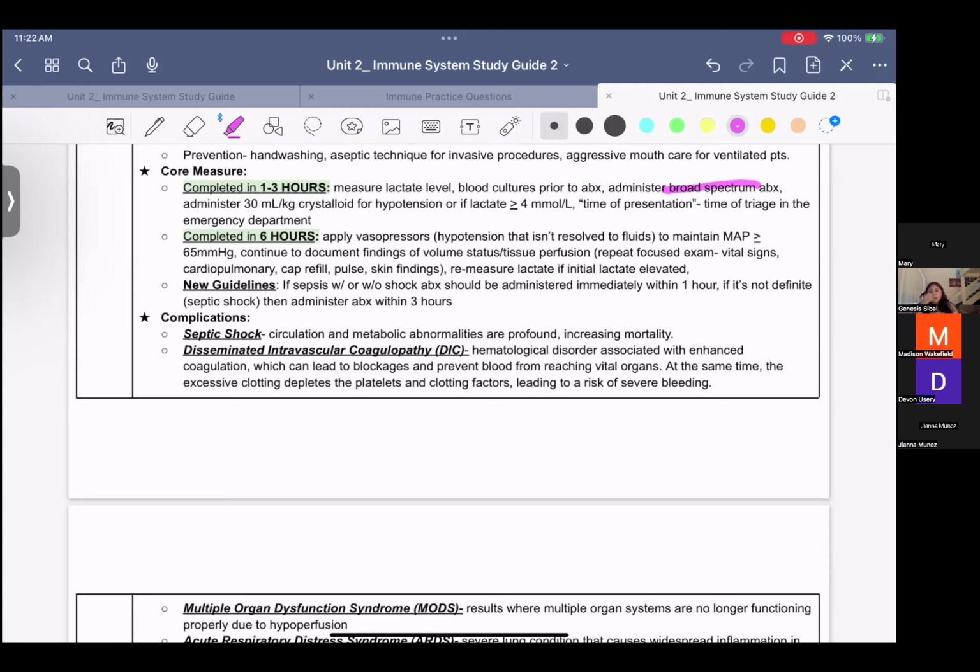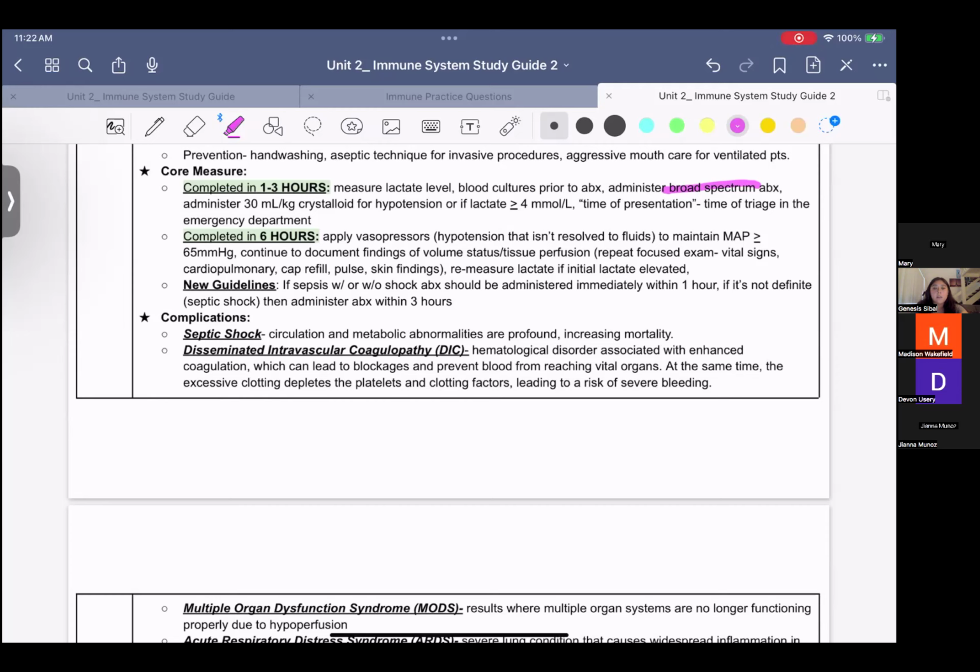And then time of presentation. This is just kind of an extra thing I think she added in here. So how much time does it take for them to be triaged in the emergency department? Of course we want to be doing this within a specific amount of time, but I don't even think that was an option that she gave us. In the 6 hours, we're going to give vasopressors, so we can increase that blood pressure if that hypotension wasn't already resolved by the fluids you were giving earlier, the 30 mLs/kg. So we're not just going to start off by giving vasopressors.